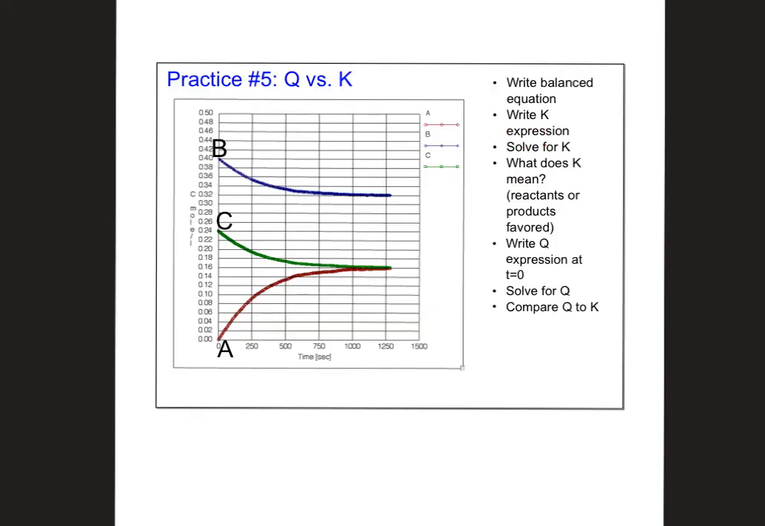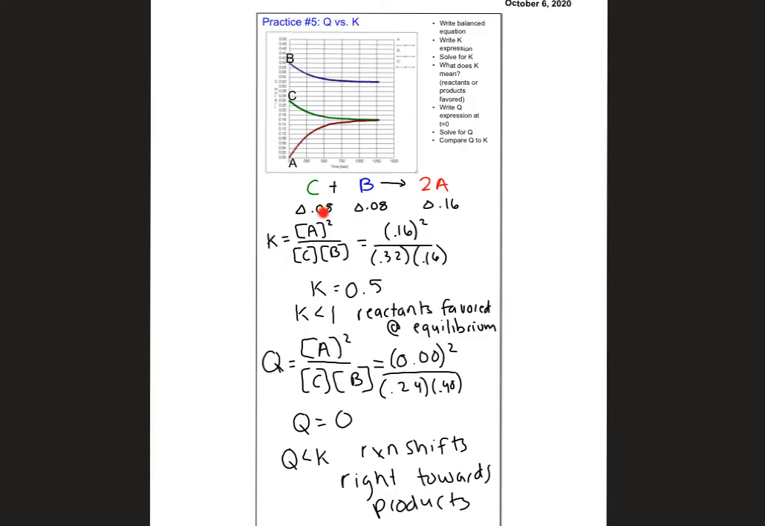Same thing, pause the video and try this one. All right, I got C plus B makes 2A. I plug in my equilibrium values because the K expression is the same. K is 0.5. Now I plug in my initial. So if you notice, A starts at 0, so I'm plugging that in. Q is 0, and so because Q is less than K, we will shift towards the right. We always are going to shift towards the right when Q is 0 because that means we're starting with no product, so our only option is to do the forward reaction. Just a little hint for you.